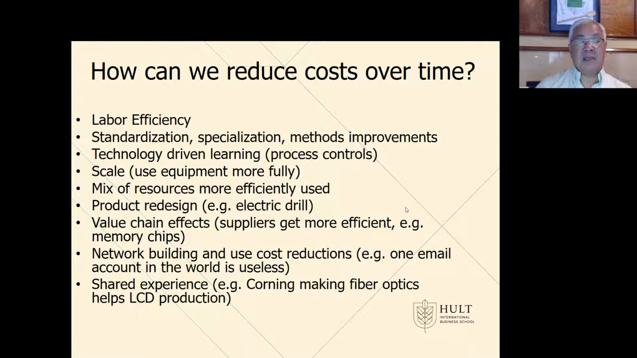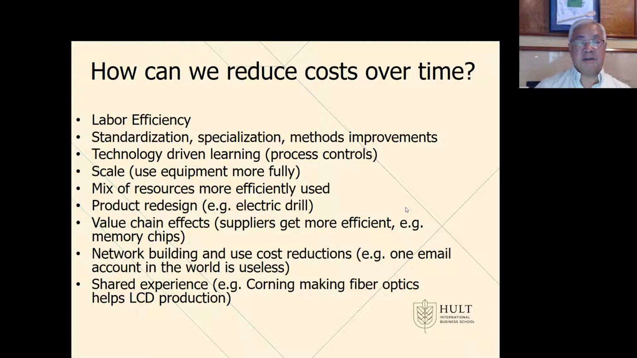Then we have value chain effects. So if we buy and source subcomponents or raw materials from people who have them, as they become more efficient, we benefit because the input cost to us also drops. Then there's the aspect of network building, we can reduce costs. For example, if we had an email account, but you're the only person that has one, it's worthless. You're not going to write email to yourself. So the network effect shows that as we grow the network, it has more and more power to us. And there are many examples of that these days because of the internet.